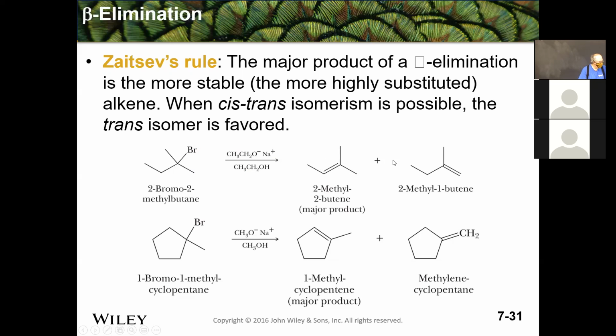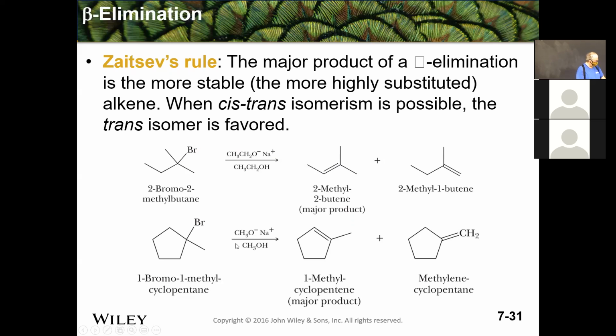And we actually do get both products. The major product is this one, because we have the most carbons attached to the alkene group, the most substituted. This one has 2 hydrogens and 2 carbons. This one has 3 carbons and 1 hydrogen. So this is our major product by Zaitsev's rule.